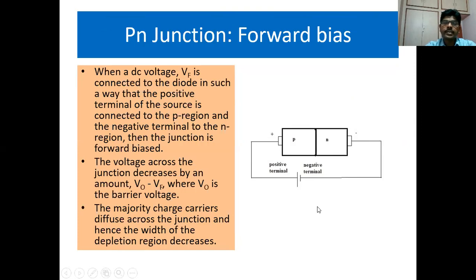The voltage across the junction decreases by an amount V0 minus VF, where we know V0 is the barrier voltage. The majority charge carriers diffuse across the junction and hence the width of the depletion region decreases. We know that in P-type holes are majority charge carriers and in N-type electrons are majority charge carriers. In forward bias, holes will move from P region to N region and electrons will move from N region to P region and the width of the depletion region will decrease.